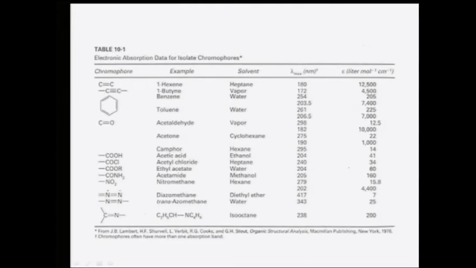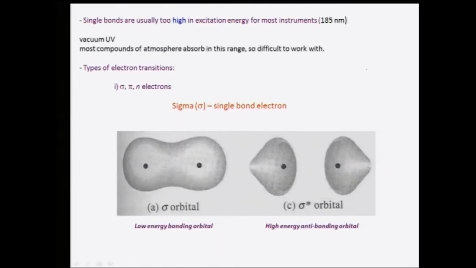This is a table obtained from the book by Lambert, Shurvell, Lightner and Cooks, Organic Structure Analysis, from Macmillan publications. It shows you these different chromophores present in different compounds, the solvent used, and the absorption maxima, and molar absorptivity values can be calculated from the Lambert-Beer law, which again I will discuss.